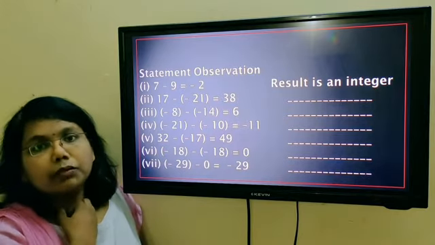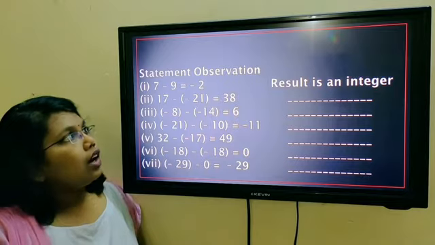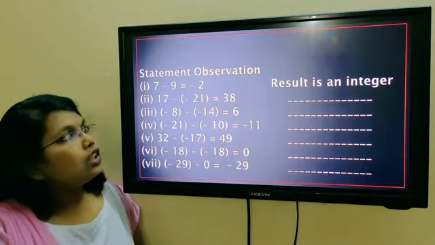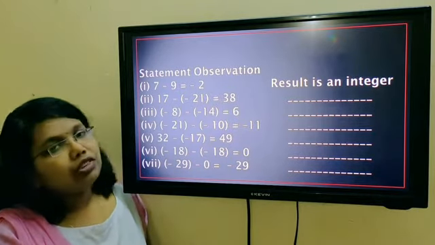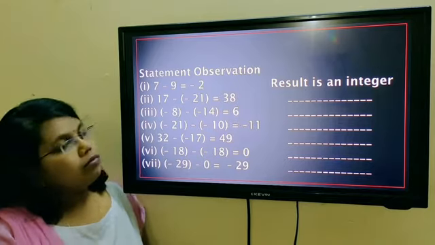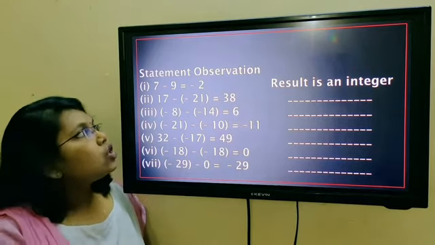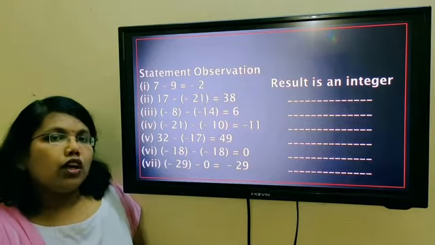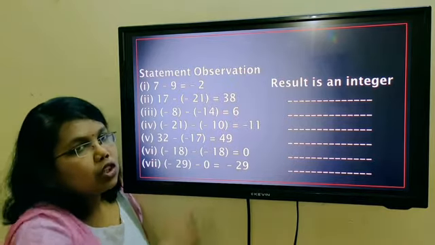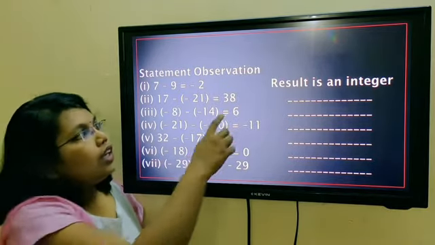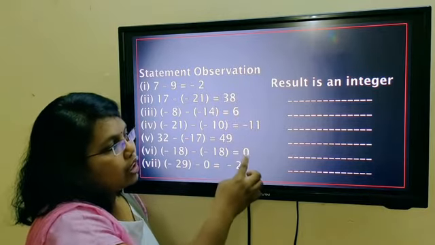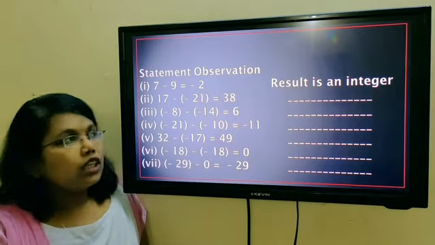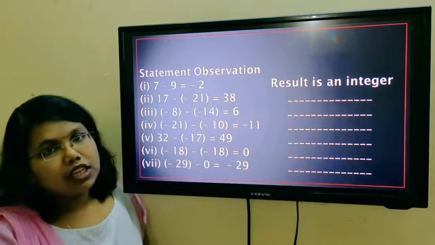Similarly, here we are seeing the subtraction part. 7 minus 9, answer is minus 2 because they are two integers carrying different signs. One is positive, one is negative. So that's why we find the absolute values and subtract them because they have different signs. So 9 minus 7, you get 2, and because 9 is the bigger one, you put the answer as minus 2. Now is minus 2 an integer? Yes. So again here 38, 6, minus 11, 49, 0 and minus 29. What are these? All these are integers. Because these are integers, our answer here will be: the result is an integer.